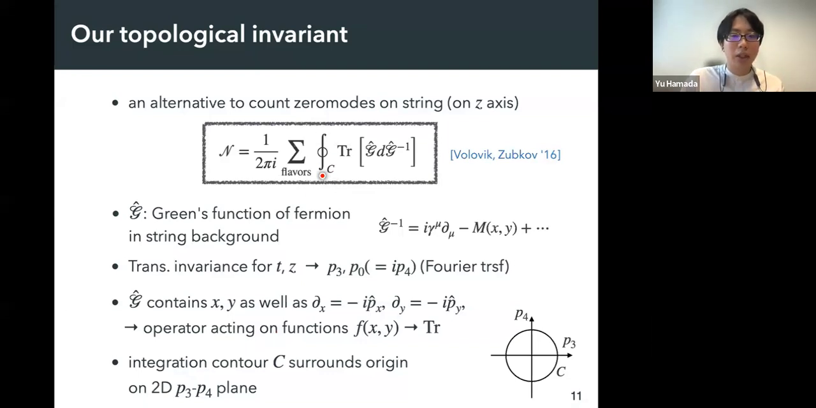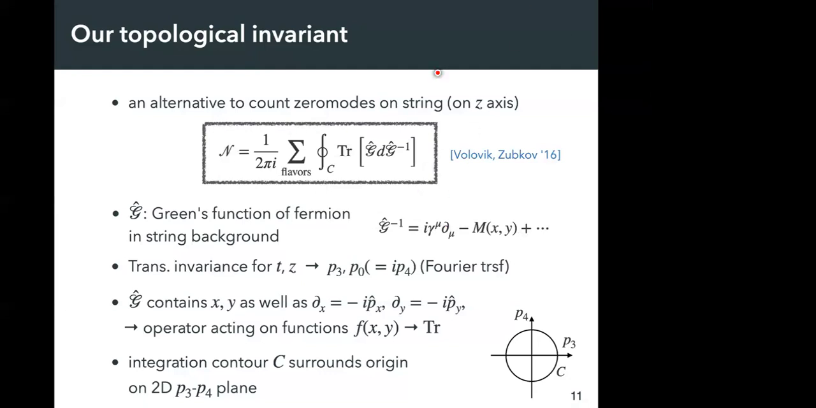And also this integration corresponds to the integration over a contour on the P3, P4 plane, and this contour surrounds the origin on this two-dimensional plane. Then we get this topological invariant. This is a somewhat complicated calculation, but anyway, when we have a Green's function like this, then we can calculate this invariant.